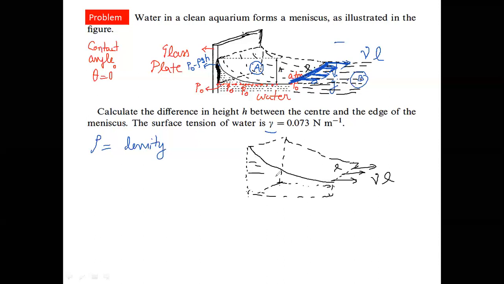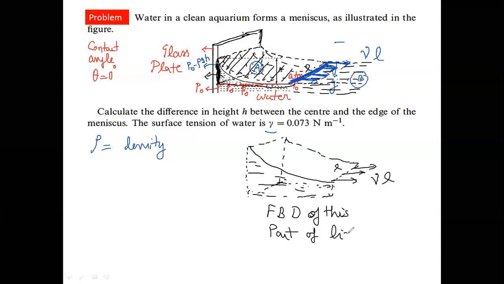Okay. So the liquid which is trapped between these surfaces: the surface in contact with the glass, the free surface, and this horizontal surface. If you draw the free body diagram of all forces acting on this part of liquid, then what are the forces?